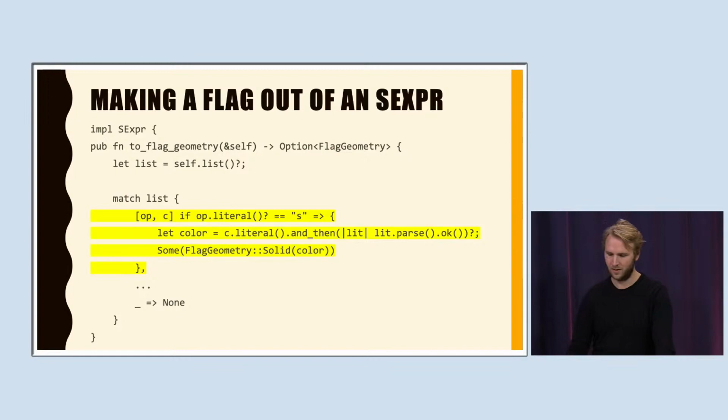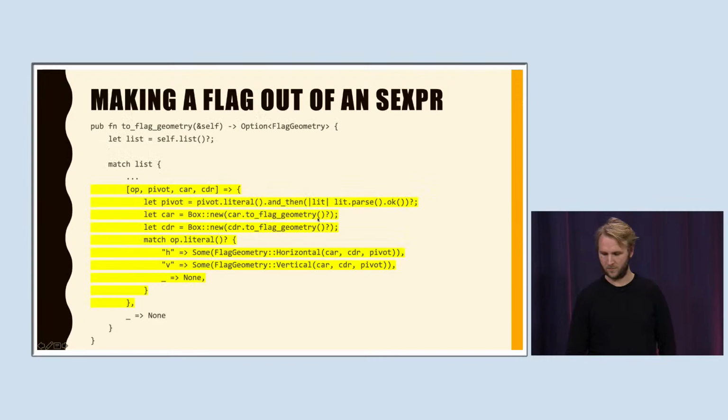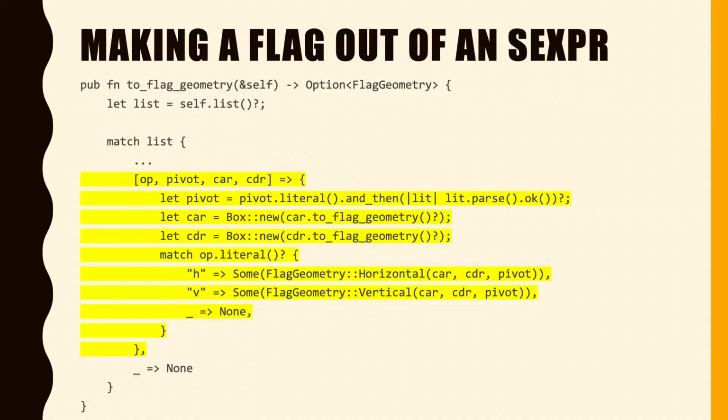The remaining thing is that we need to transform our S expressions, or the tree of S expressions, into a flag geometry tree, the original enum that we introduced for drawing. We'll of course do this recursively as well. Rust also supports something called slice patterns, so we can match for lists of certain sizes. Here we look for solid blocks of a single color, that is, sequences of two instructions where the first is the literal S. We only have one other case to handle here for vertical and horizontal blocks.